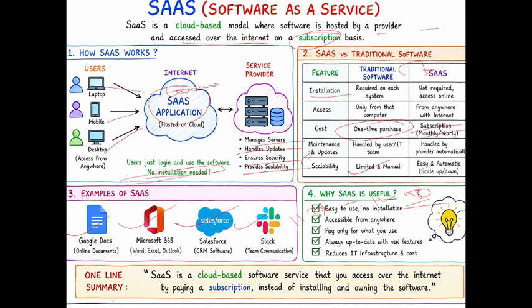It also reduces IT infrastructure and cost, because we are not going to pay any EC2 machine charges or machine bills. If you want to put it in one line, SaaS is a cloud software service that you access over the internet by paying a subscription instead of installing and owning the software. That's the key feature of SaaS.